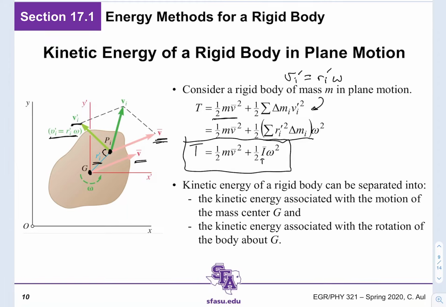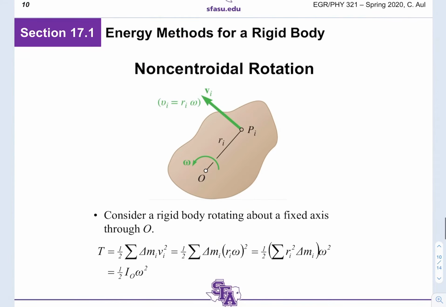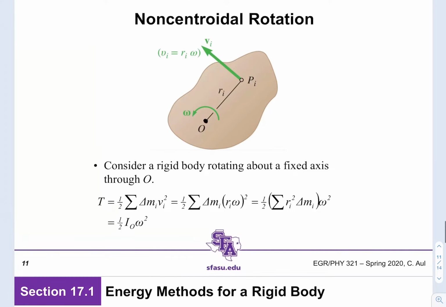So now I can replace this with I bar and say that the total kinetic energy of a rigid body can simply be stated as 1/2 m v bar squared plus 1/2 I bar of the body multiplied by omega squared. Here the kinetic energy is associated with the motion of the mass center G, and the kinetic energy associated with the rotation of the body around G. And that's kind of that. From here on forward, this is how you're going to apply or look at these types of problems.